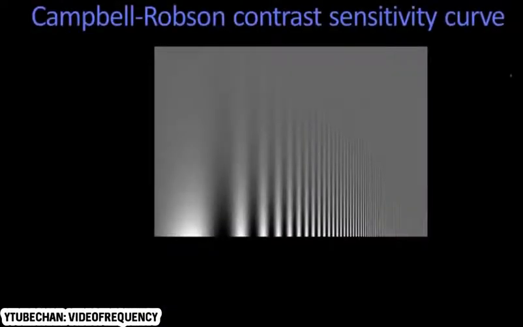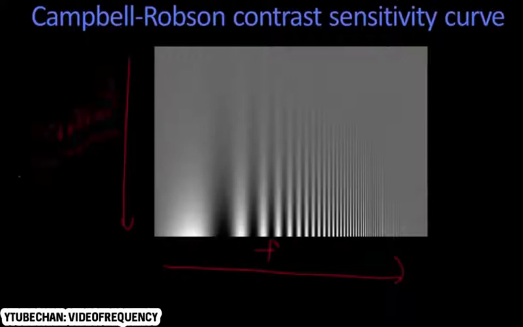Some psychophysicists, Campbell and Robson, studied a long time ago the contrast sensitivity of the human vision system, not just the eye. Now, what you're looking at here is a curve where frequency goes up to the right and contrast goes up and down.